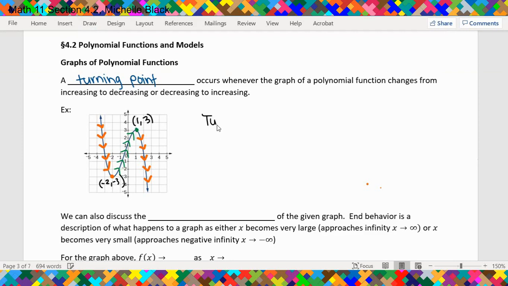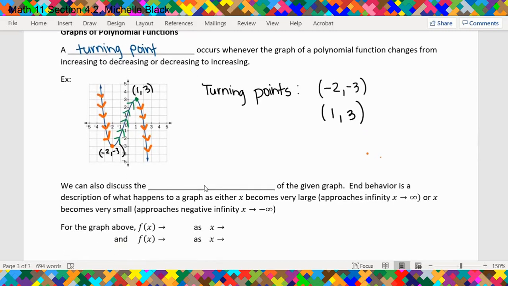So my turning points, where my graph changes from increasing to decreasing or decreasing to increasing, happen at (-2, -3) and (1, 3). Another thing we can talk about from this graph is the end behavior.